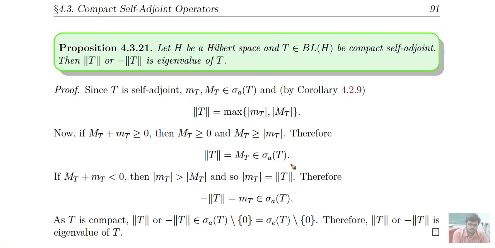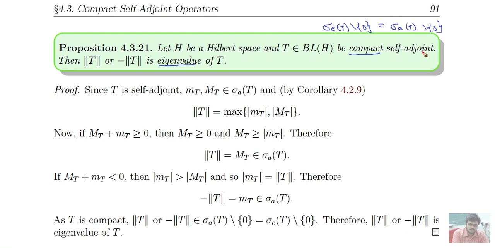Yeah, so this is the result which I was talking about. H is a Hilbert space, T belongs to B(H), and it is compact self-adjoint. Then what we have to show is that either norm T is an eigenvalue of T, or minus norm T is an eigenvalue of T. Because it is compact, by the previous result, what we have is sigma_e(T) minus {0} equals sigma_a(T) minus {0}. So instead of proving eigenvalue, instead of showing it is in sigma_e(T), we can show that it is in sigma_a(T) because it is compact. So by the previous result which we just stated, right?